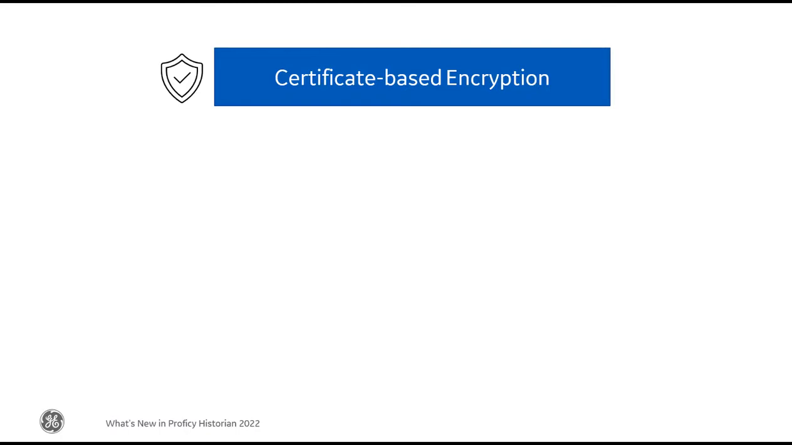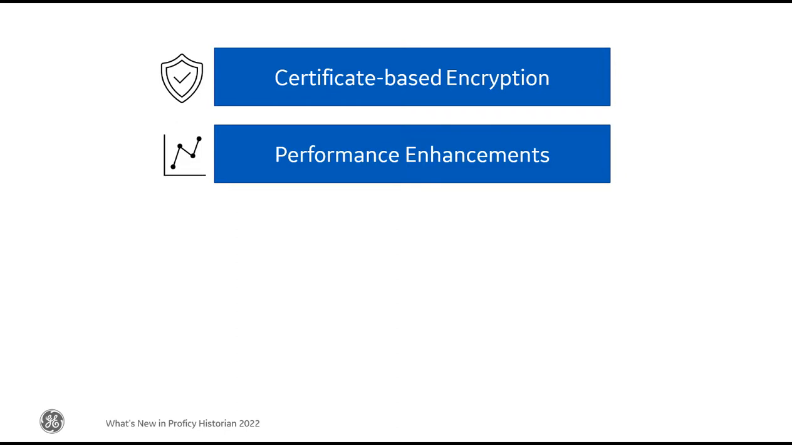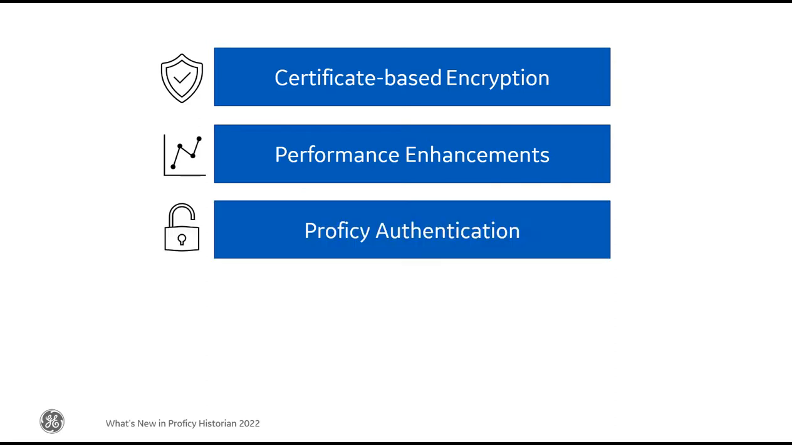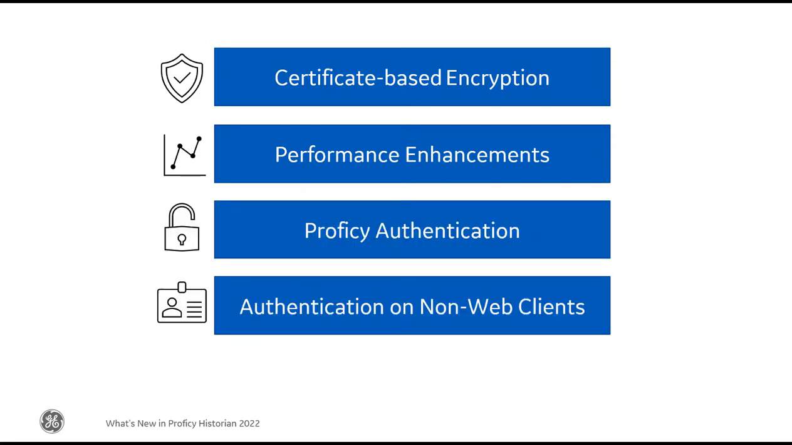Historian supports encryption based on Internet Protocol security to secure traffic between various Historian components and collectors without the need to use VPN or other security protocols. The performance of collectors has been enhanced significantly. Collecting and storing data is now much faster. The UAS service is now renamed Proficy Authentication. You can now achieve authentication and authorization of non-web-based clients of Historian using Proficy Authentication.